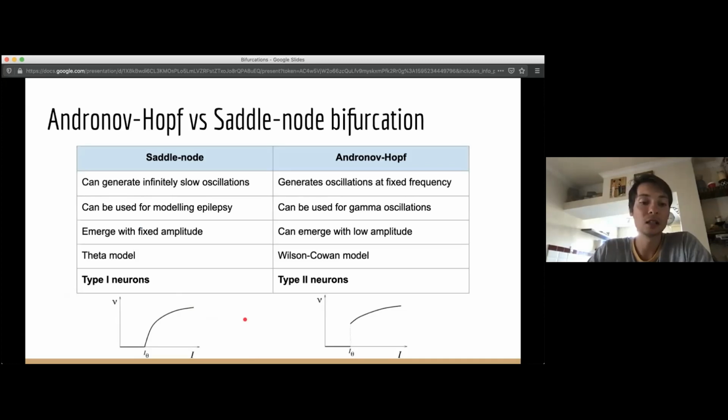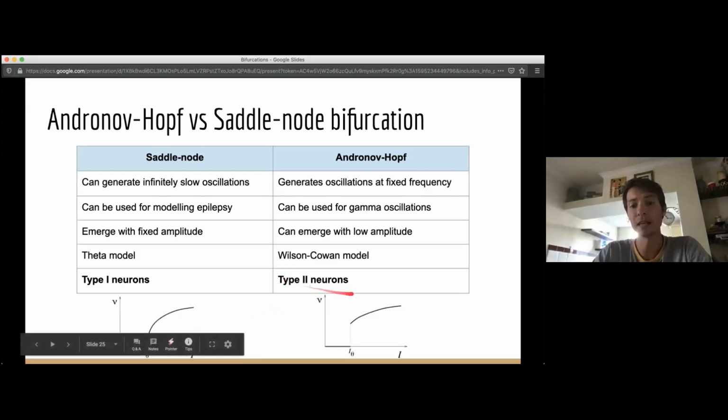And on the x-axis, we have the current applied to this neuron. On the y-axis, we have the firing rate, so how many spikes this neuron sends per second. As you can see, if we cross this characteristic current, this type of neuron can generate a firing rate that is infinitesimally small. So basically, it can start firing with a very small frequency.